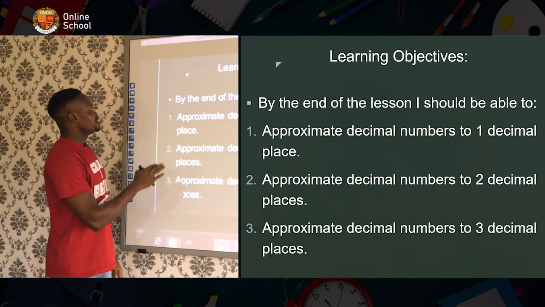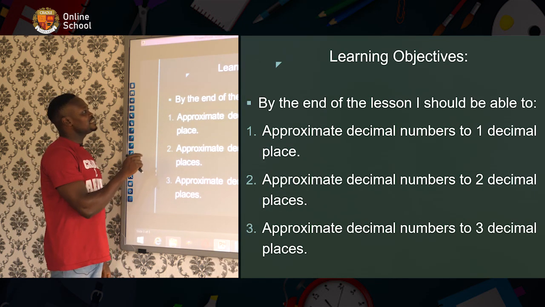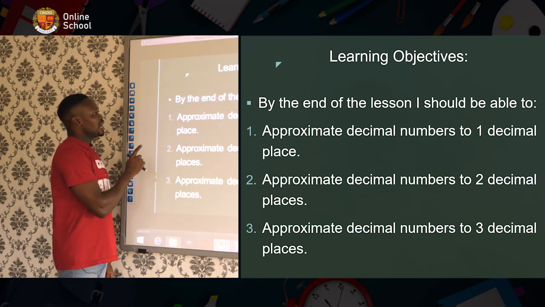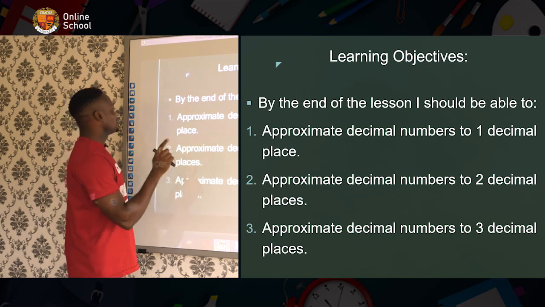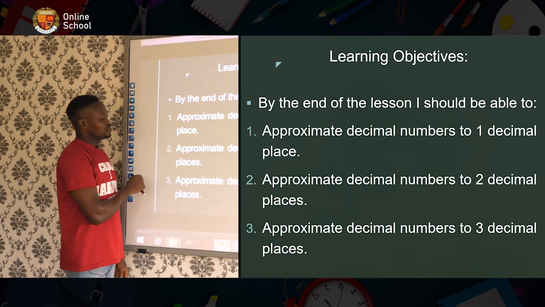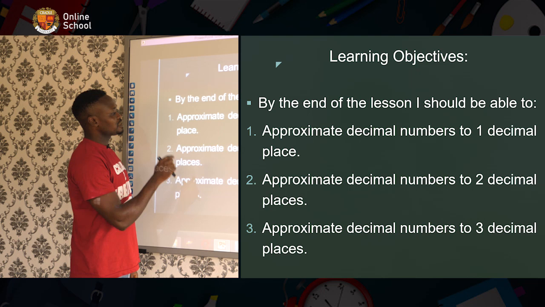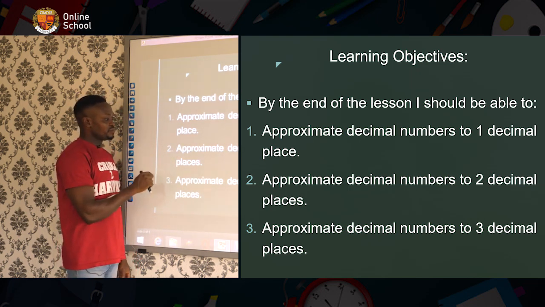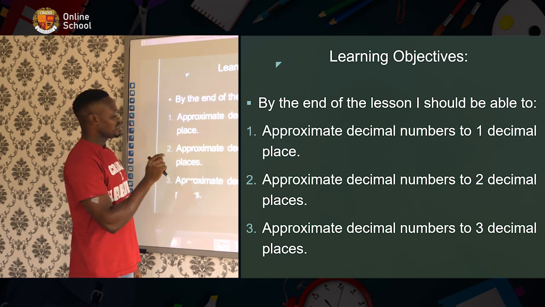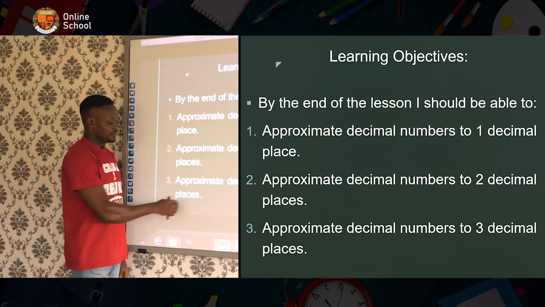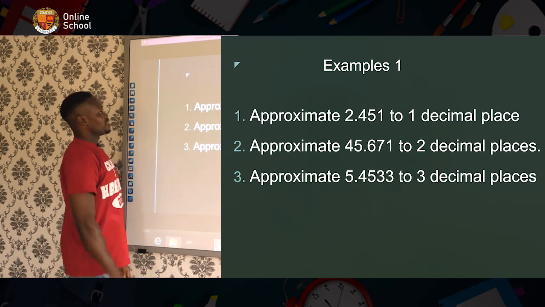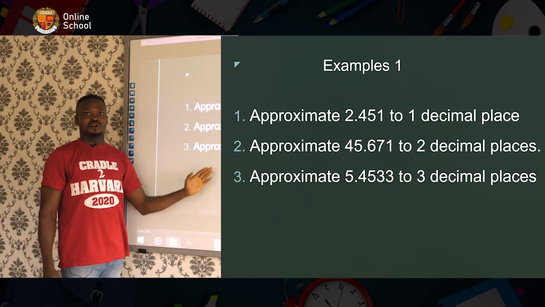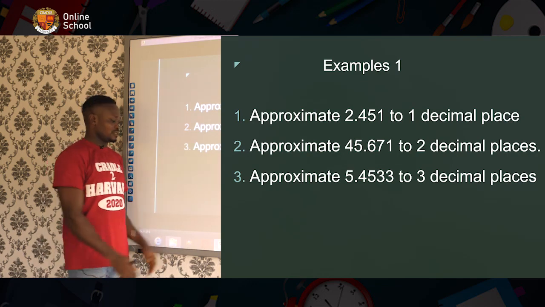Our learning objectives are, by the end of the lesson, you should be able to approximate decimal numbers to 1 decimal place. Number 2, approximate decimal numbers to 2 decimal places. Number 3, approximate decimal numbers to 3 decimal places. Okay? Now, these are the 3 examples that you are going to solve in the course of this class.